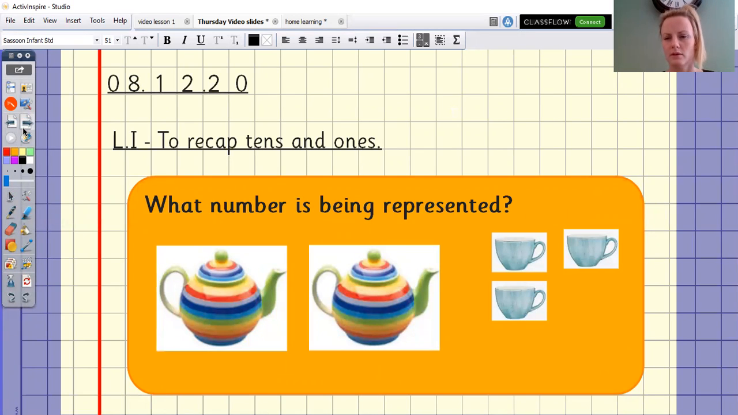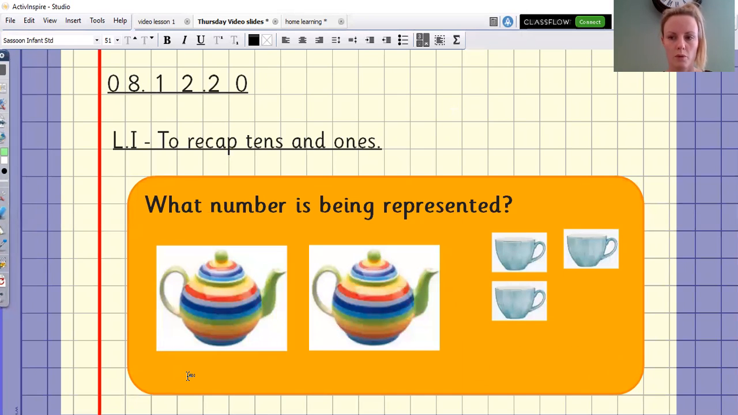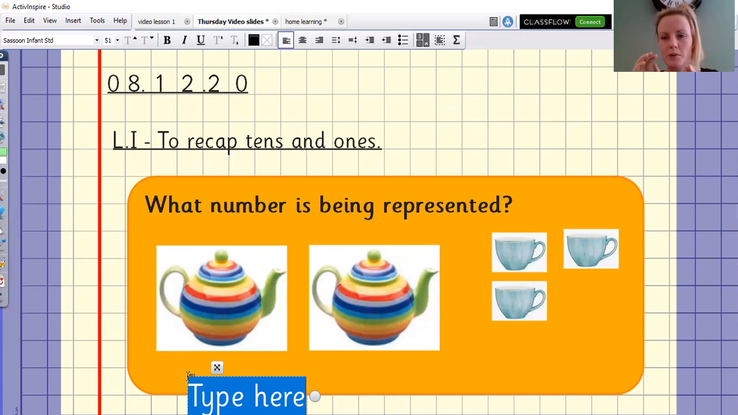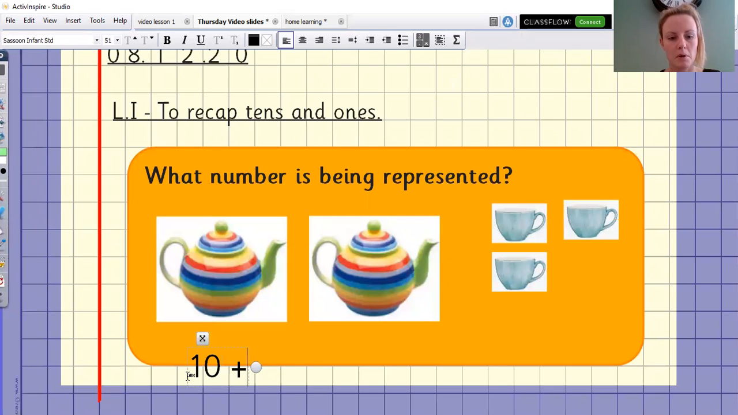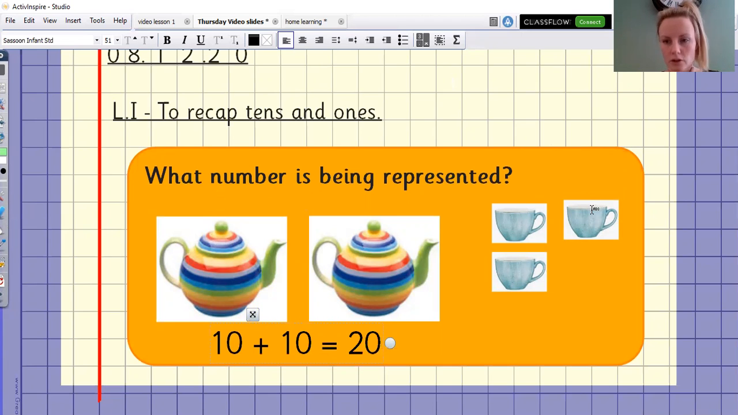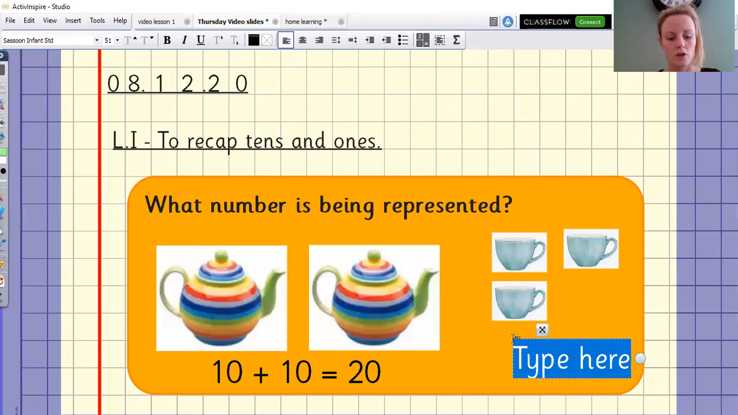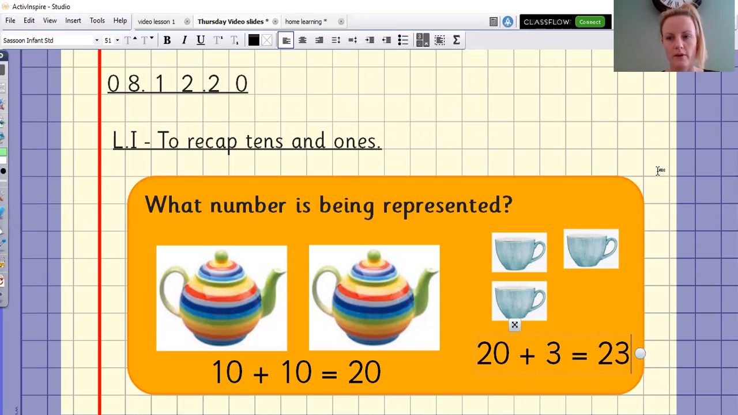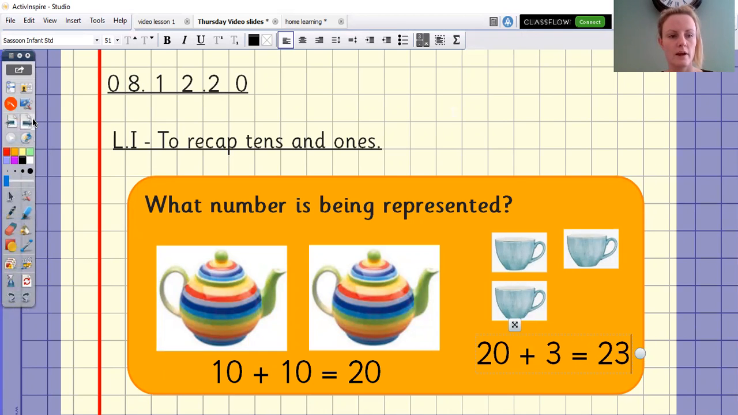Right. Have a quick think, press pause. What do you think this one might be? Okay, so we might need to remember what we did yesterday when we were counting with the number grid, and we counted in 10s at one point, so this could become useful. So I've got 10 plus 10. Okay, so I've got 10, 20, 21, 22, 23. Perfect. So I've got 20 plus 3 equals 23. Fantastic. I think we're flying through these today.